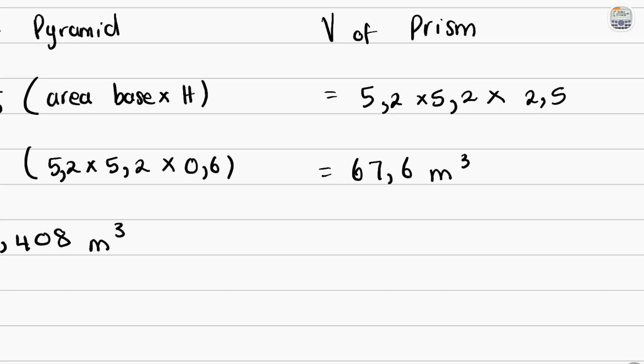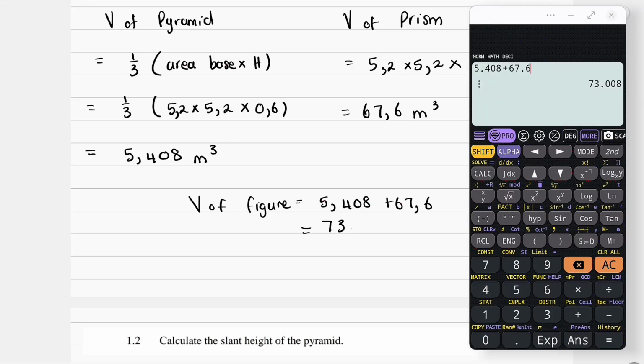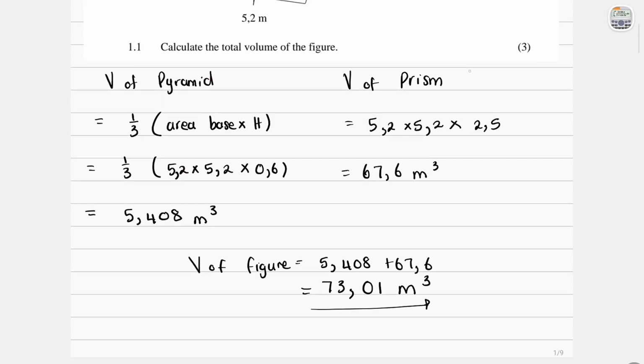And so to find the volume of the entire figure, we just add these together. So the volume of the figure is finally found by just saying 5.408 plus 67.6, and let's get our answer. And that is 73.008, and that's going to round the 0 up to a 1. So 73.01 meters cubed, and that is our answer. Okay, moving on to the next question.